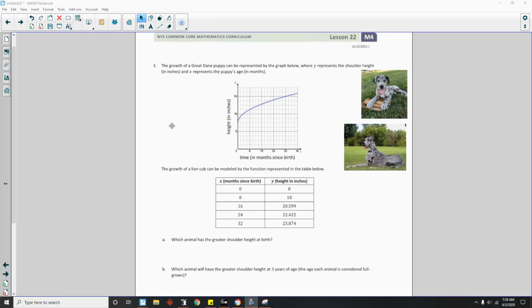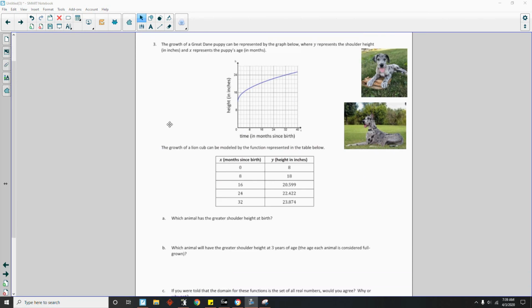Okay, page 5 brings us to question 3. The growth of a Great Dane puppy can be represented by the graph below, where Y represents shoulder height in inches and X represents the puppy's age in months. So here's a little blue Merle Great Dane puppy, and there's a blue Merle Great Dane adult.